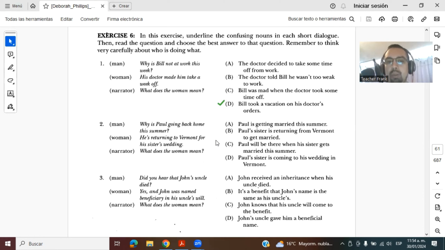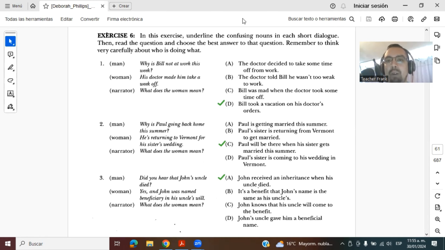Let's check number 2. Why is Paul going back home this summer? He's returning to Vermont for his sister's wedding. What does the woman mean? In this case, the answer is C. Paul will be there when his sister gets married this week, right? He's going for his sister's wedding. And number 3, did you hear that John's uncle died? Yes, and John was named beneficiary in his uncle's will, right? In this case, the answer, what does the woman mean? Is A, John received an inheritance when his uncle died, okay?